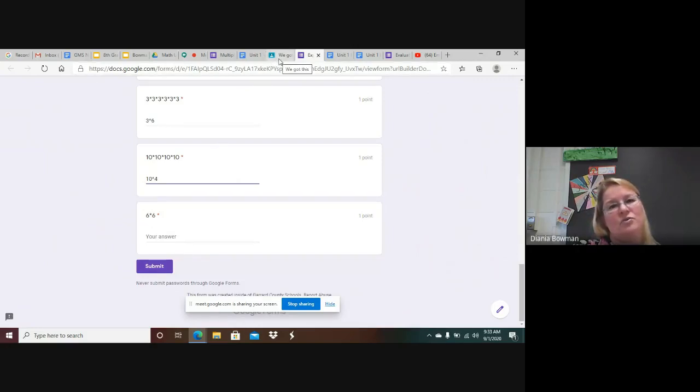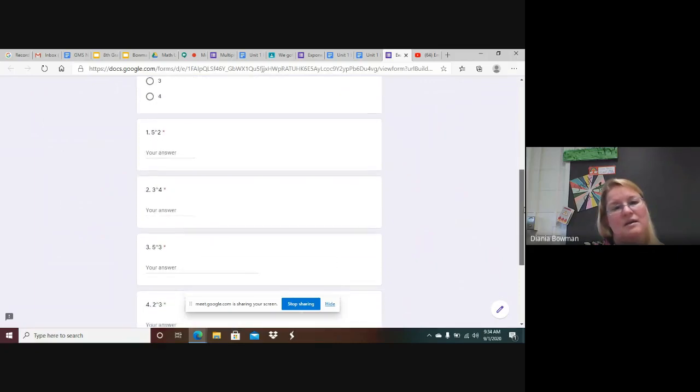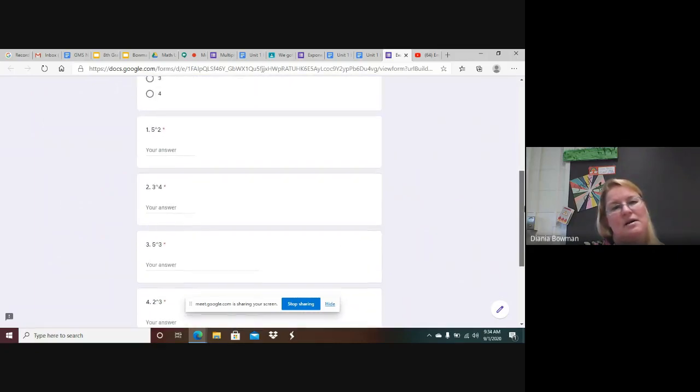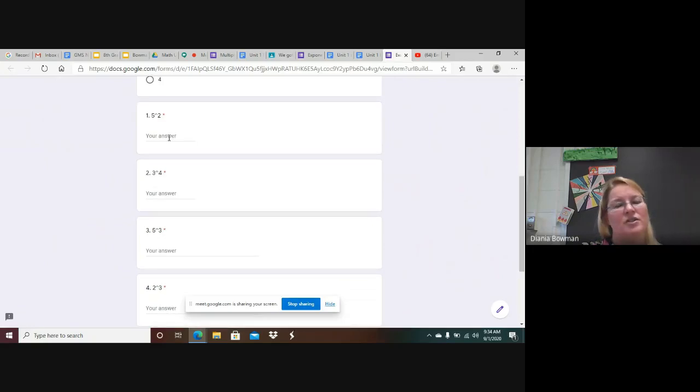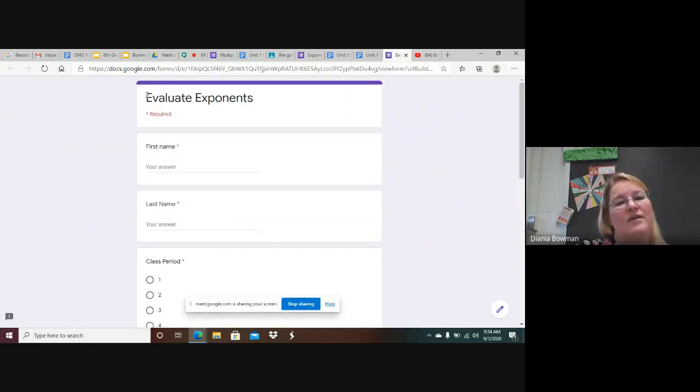Let's go to another Google form so we can look at it. Make sure you are reading the directions. Evaluating means that you're actually going to find the answer. So 5 to the second power actually means 5 times 5, and 5 times 5 is 25. That's what it's asking for. If it asks you to evaluate, that's a fancy word for solve. So find the actual answer. Okay.